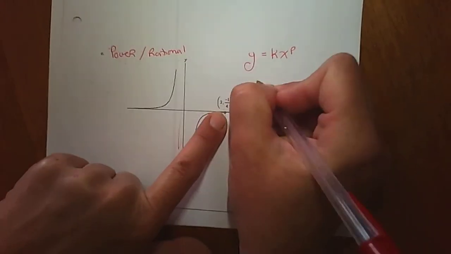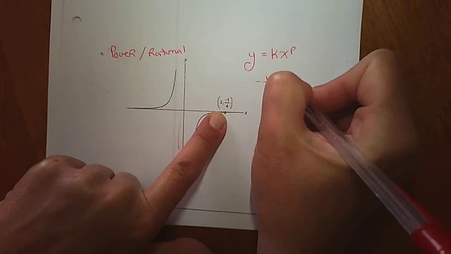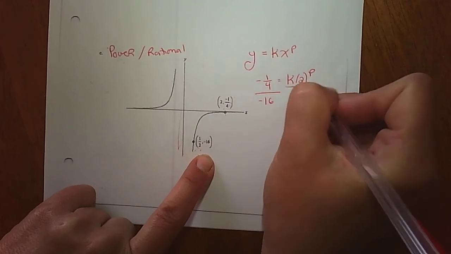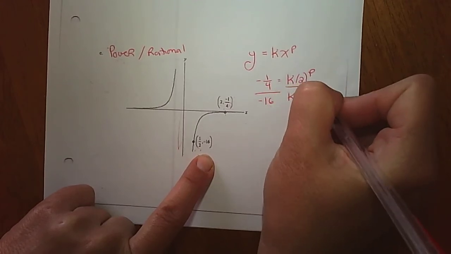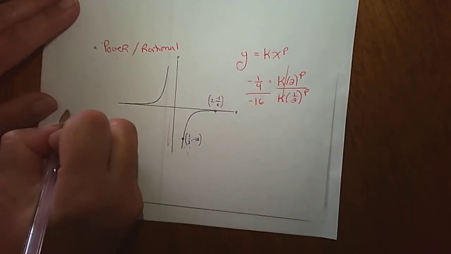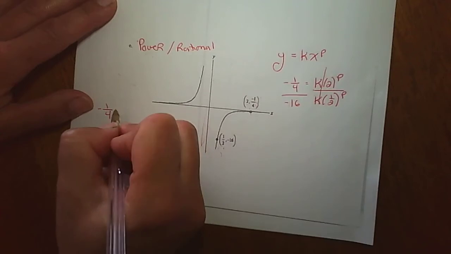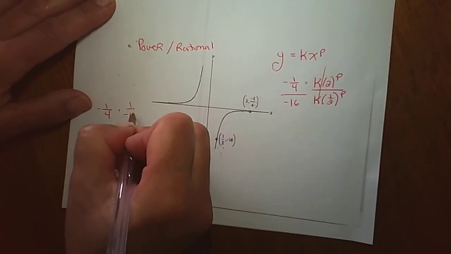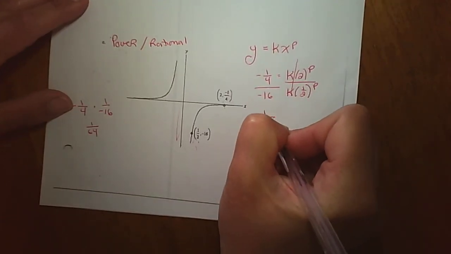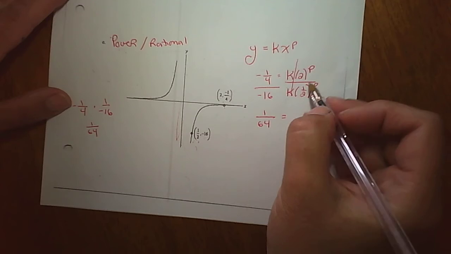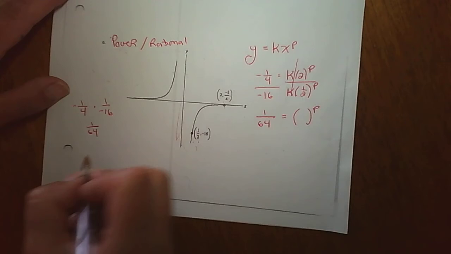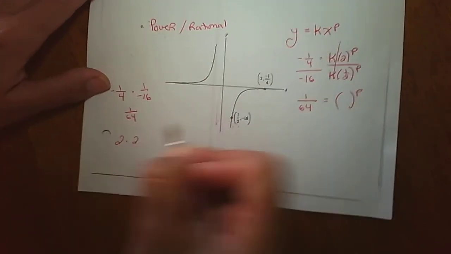So I'm going to do -1/4 equals k to the p. Now we're going to compare it to -16 over k, 1/2 to the p. All right, so the k's cancel. Now, if I flip this, -1/4 times 1/-16, I get positive 1/64. This is 1/64 equals something to the p. Well, I'm going to flip this as well. So 2 times 2, that becomes a 4.